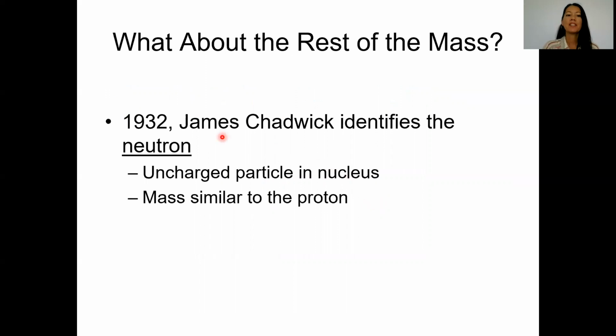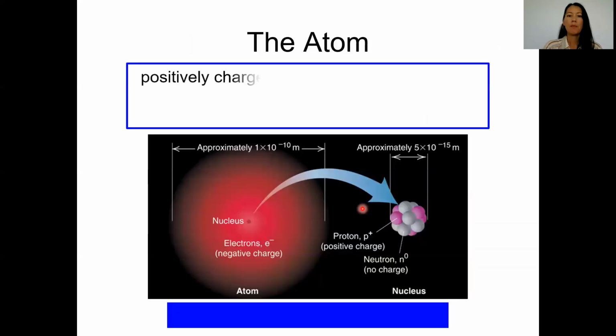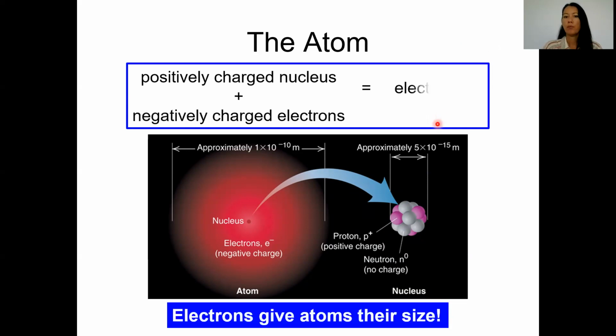We now come to 1932. So quite a number of decades have passed since the discovery of the electron, and we're now in the United States. This is an American scientist, James Chadwick. He ends up identifying the neutron, uncharged particle in the nucleus with a mass similar to the proton. Let's sum it all up. The atom is electrically neutral, and that's because it has a positively charged nucleus, the positive charge from the proton, and negatively charged electrons.